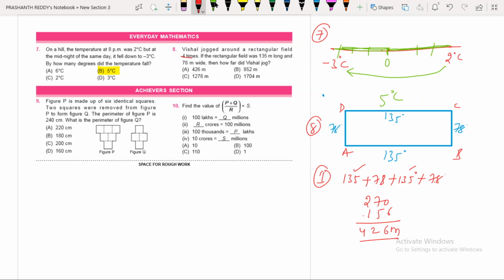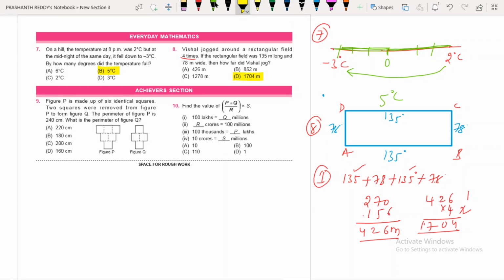But how many times did he jog? 4 times he jogged. So 4 times means you should multiply that number with 4. Okay? You should multiply that number with 4. 426 multiplied by 4. Children, multiplication you know, no? 4 times 6 is 24. 4 times 2 is 8, plus 2 is 10. 24, carry 2, 4 times 4 is 16, plus 1 is 17, sorry, 16 plus 1 is 17. Therefore 1704. 1704 is the answer for this question.